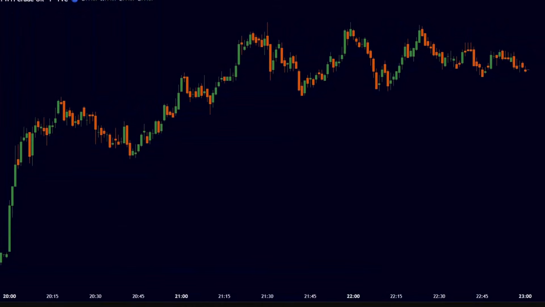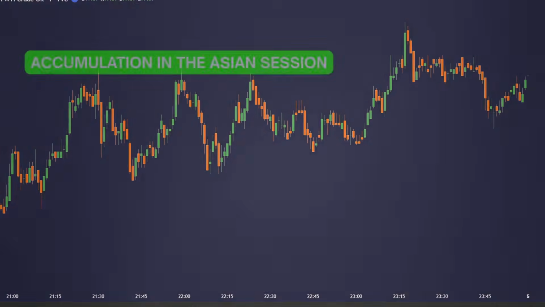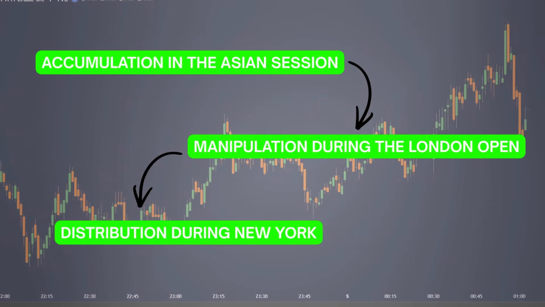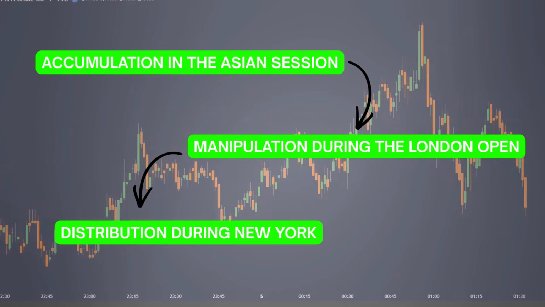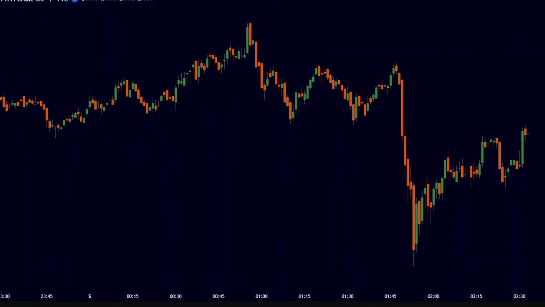Pro application. The daily candle itself often follows the AMD structure: accumulation in the Asian session, manipulation during the London Open, distribution during New York. Understanding this intraday version can completely transform how you build your morning trading plan.